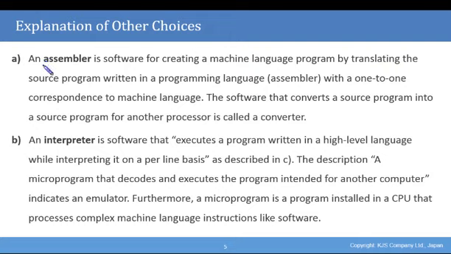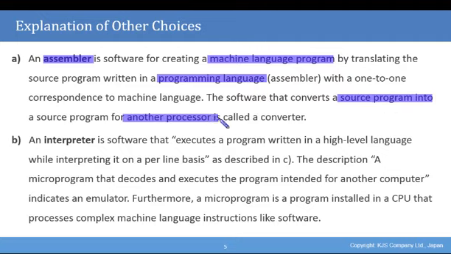So let's have a look at the explanation of the other options. A. An assembler is a software for creating a machine language program by translating the source program written in a programming language, or assembler, with a one-to-one correspondence to machine language. The software that converts a source program into a source program for another processor is called a converter.